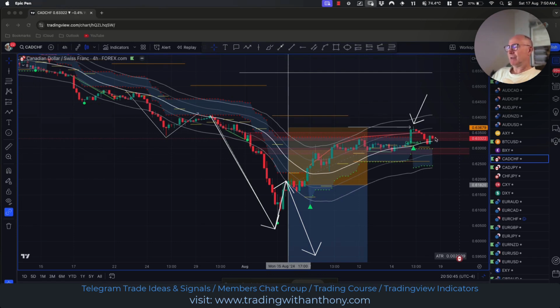At this point, it could go anywhere. Some of you may still be in this trade given broker differences, so I would hold on to it if you are and just let it play out.